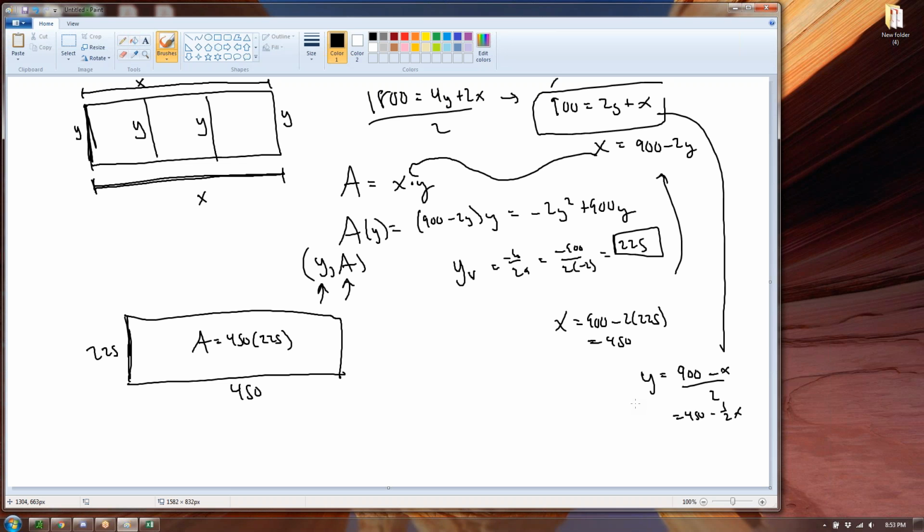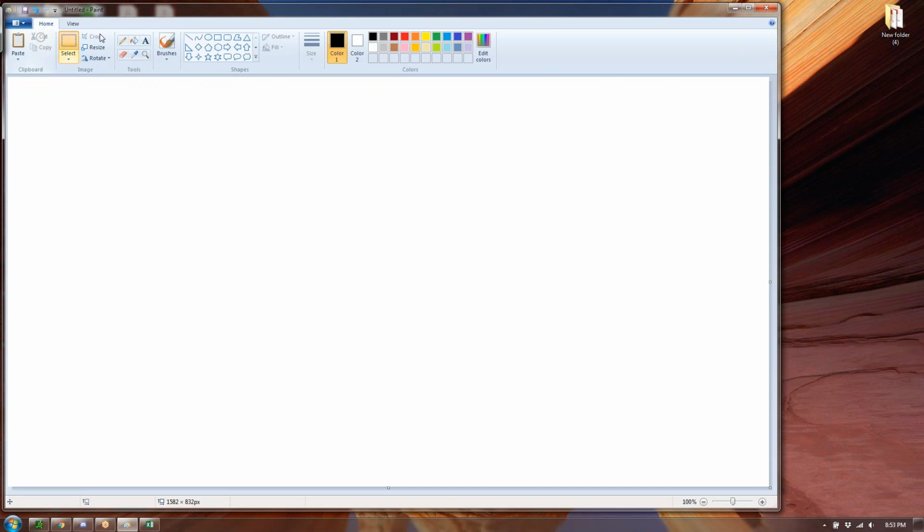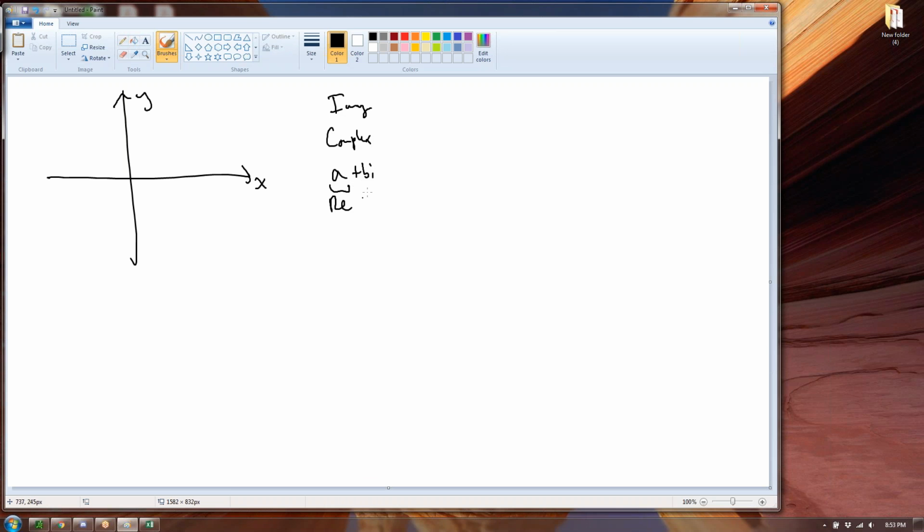And then also, how would you graph imaginary numbers? So imaginary numbers are not graphed on the xy plane. The xy plane is for real numbers. Imaginary, or basically complex numbers, have the form a plus bi. This is the real term. This is the imaginary term. They're graphed on the real-imaginary axis.